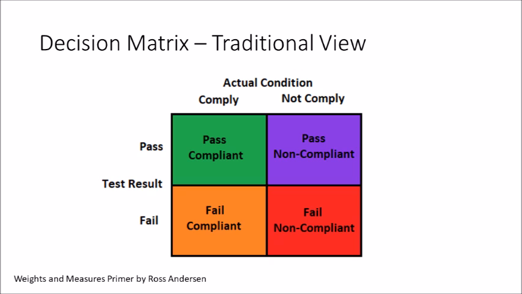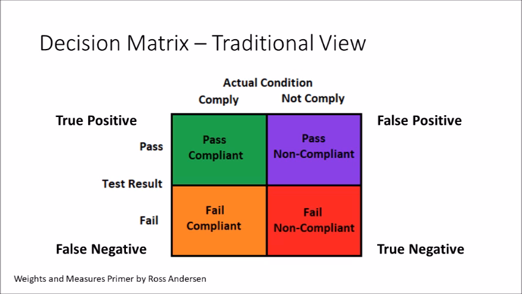In the traditional view, we have, coming down from the top, two actual conditions. Things either comply or they don't comply. On the other axis, we have a test method where things either pass or they fail. There are boundaries here between comply and not comply, between test pass and fail, and they cross each other at right angles. As a result, we get four outcomes.